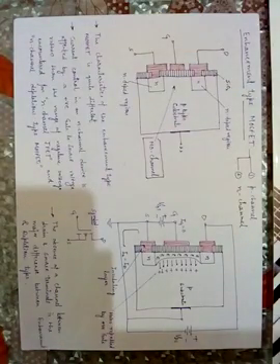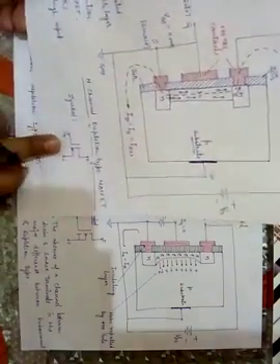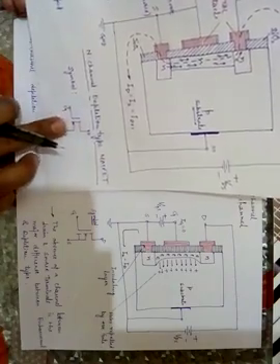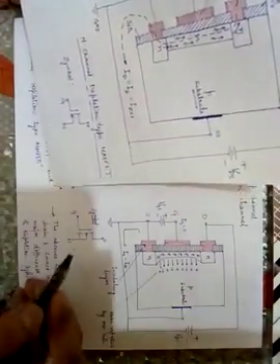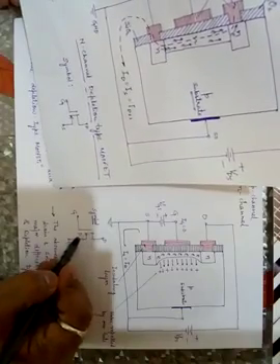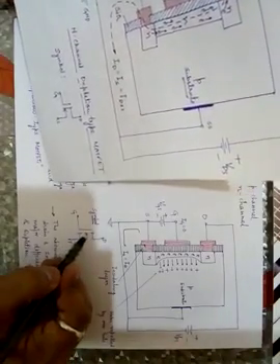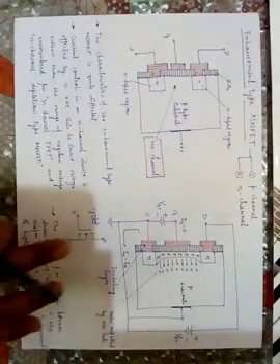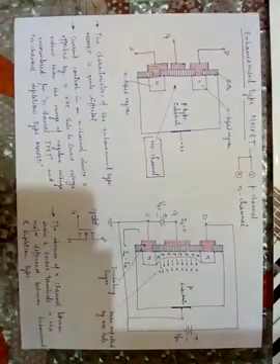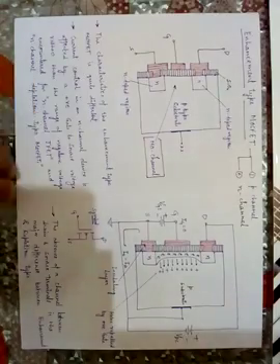Symbol, we can compare both symbols. This is the depletion type symbol and this is the enhancement. Here also I have taken two parallel lines, drain and source. This is pointing inside and this is also pointing inside. This is the gate point, all are same, but here I have taken a dotted line. The dotted line shows a gap, showing that there is no channel already existing. We have to create the channel. So that is the difference in enhancement.